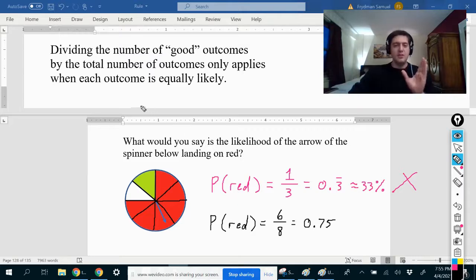Okay, so again, dividing the number of good outcomes by the total number of outcomes only applies when each outcome is equally likely. If we have a situation where one outcome is more likely than the other outcomes, we have to fiddle around with it a little bit until we get it so that each outcome is equally likely.